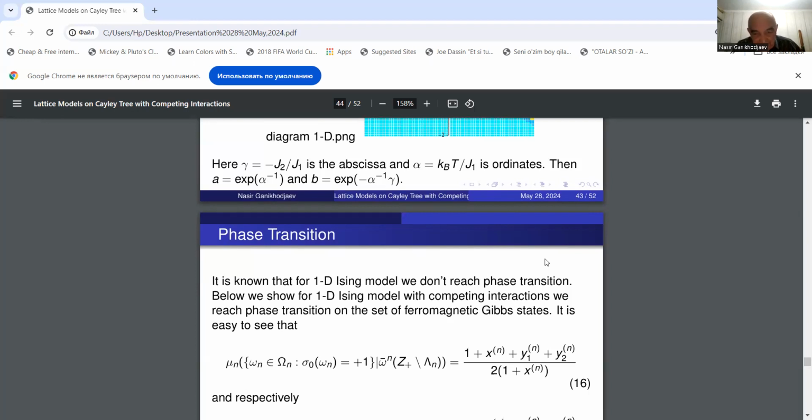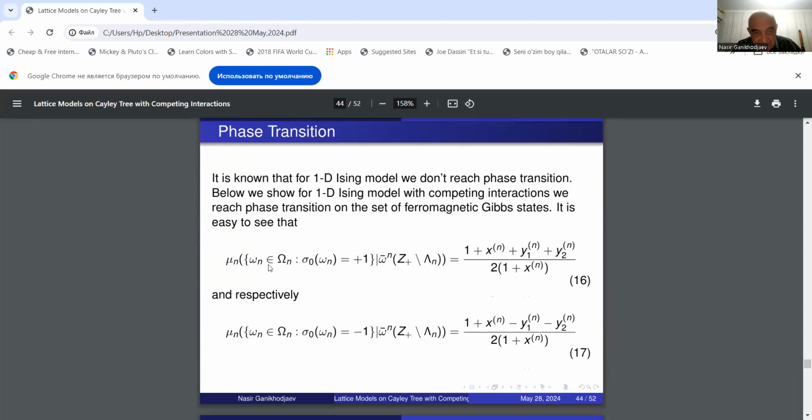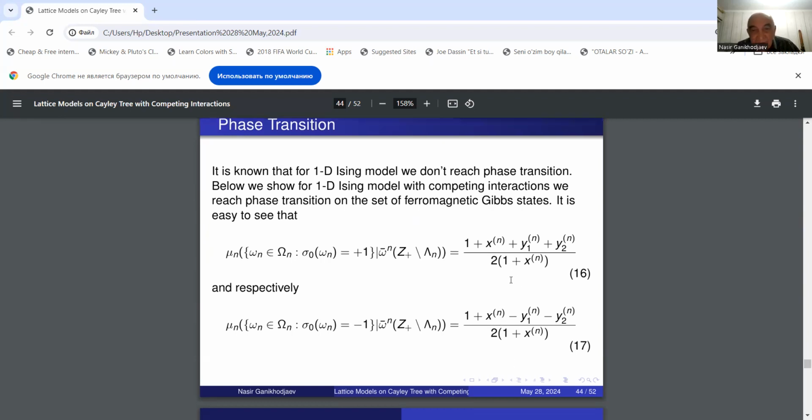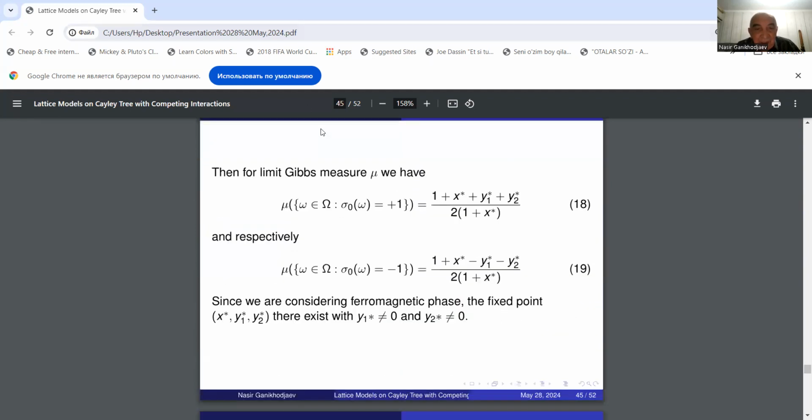So, first of all, this one was already shown. So the limit Gibbs measure equal to zero. And for another one-dimensional cylinder set, we have such a limit measure, and their sum equals one, of course. And for the limit Gibbs measure, we have these two equalities.